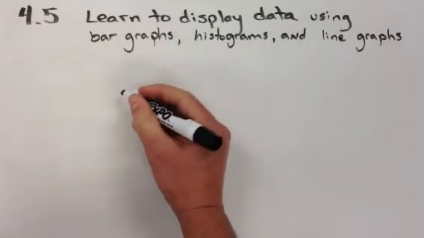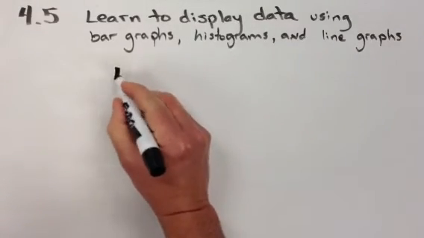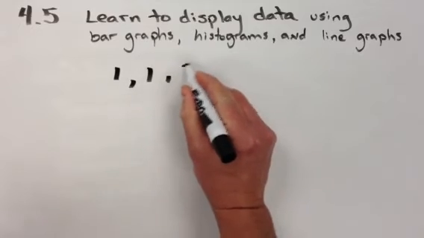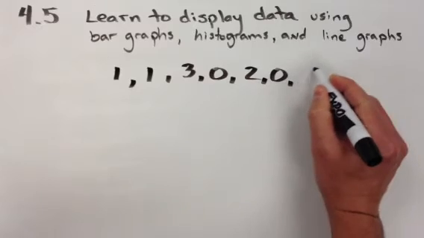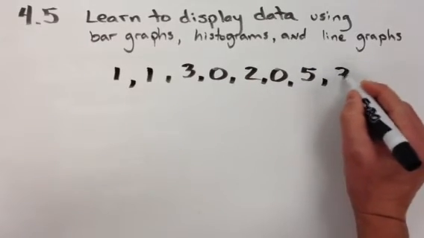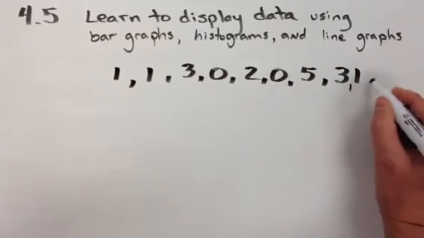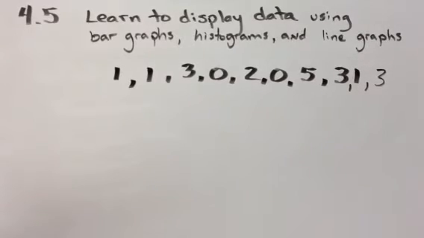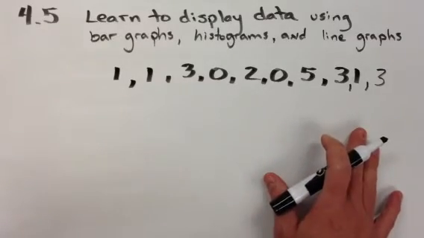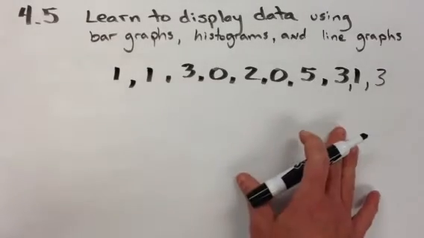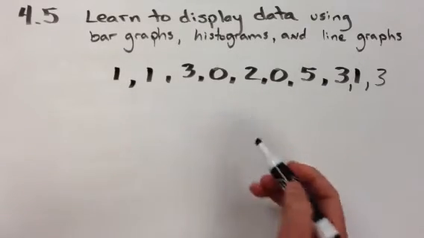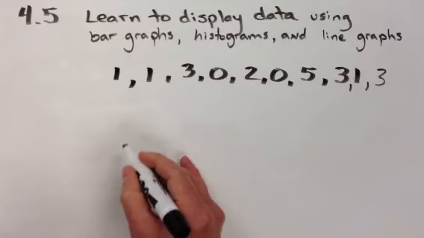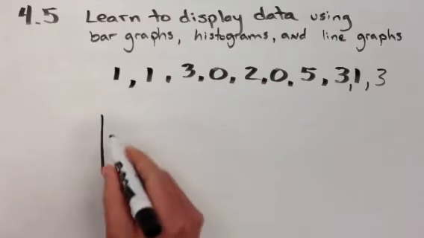So the data that we're going to use is 1, 1, 3, 0, 2, 0, 5, 3, 1, and 3. Now using this, the frequency table is just saying how frequent these numbers occur, like how many times you actually see each number. With this data, it's talking about how many hours someone has watched TV. So real simple, just going to make a table.